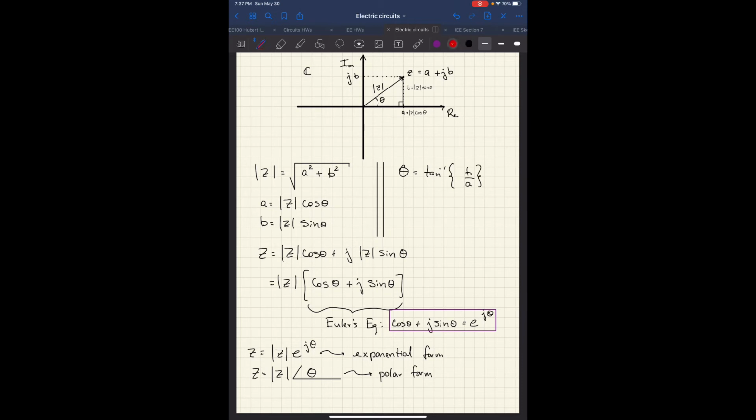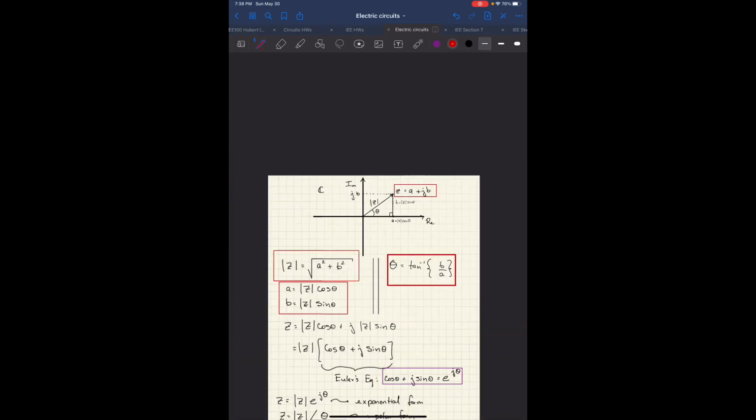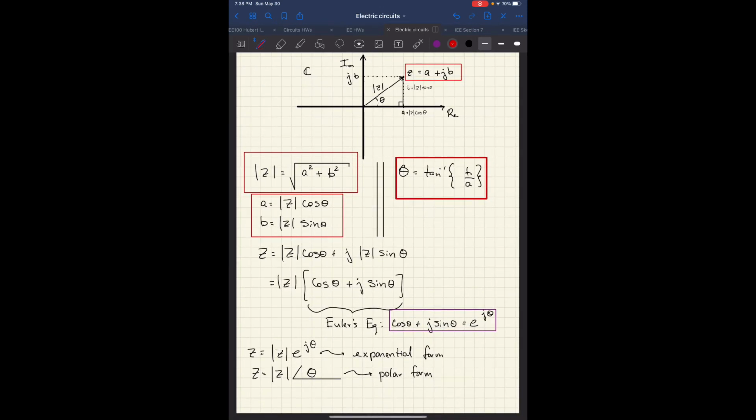So on this page, the equations that you need to remember, this one for sure, these equations as well, and this equation. And of course, you need to know the rectangular form. And these two guys. But mainly, we're going to be looking at polar form.